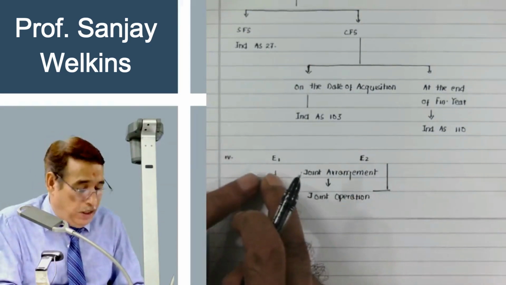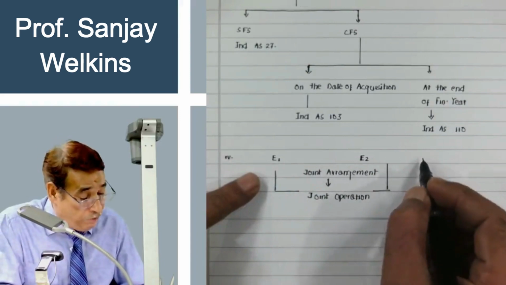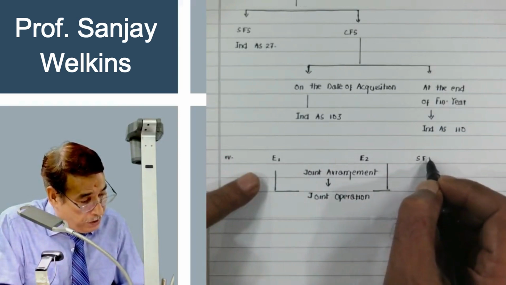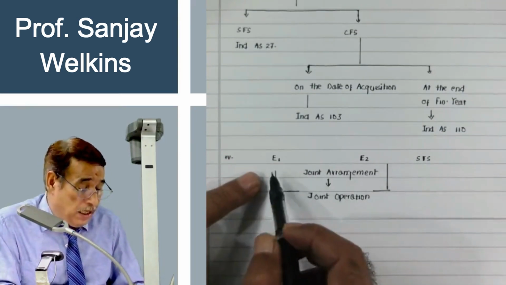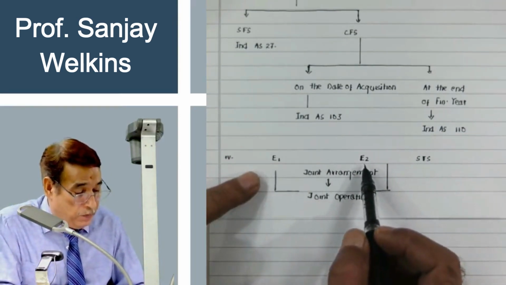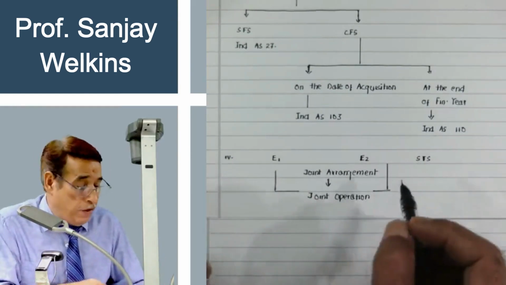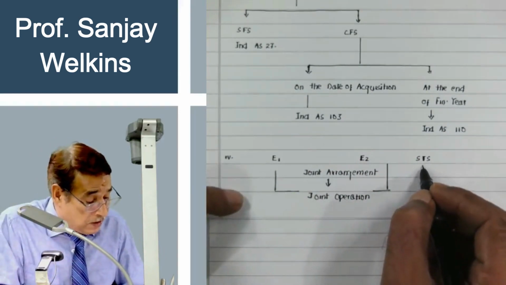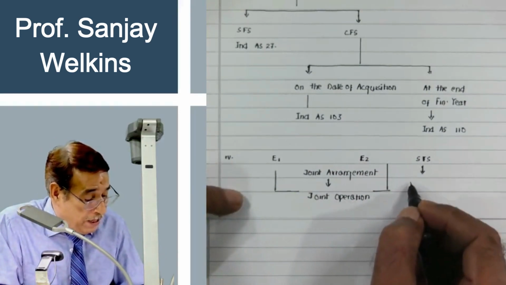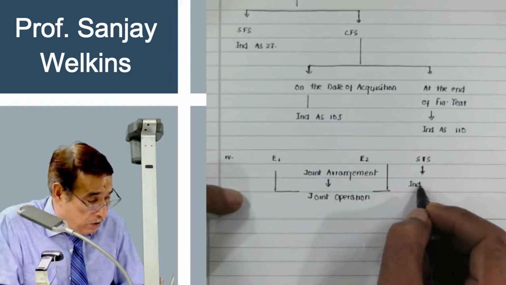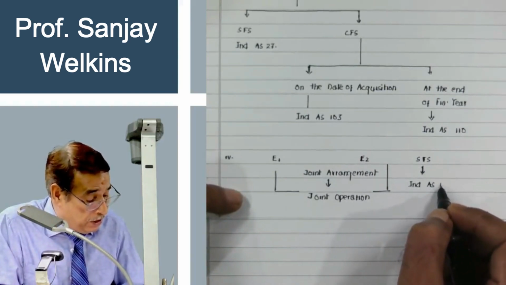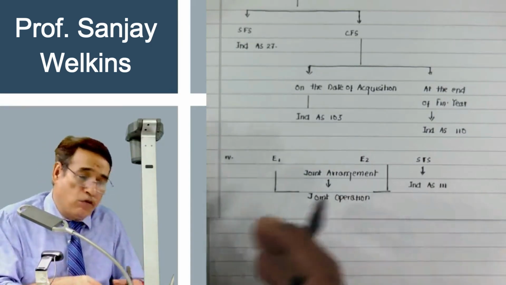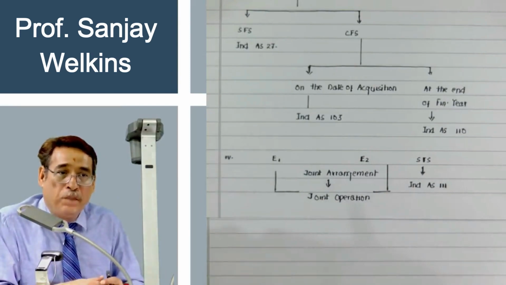So in this case, both E1 and E2 will have to prepare SFS, separate financial statements. E1 will prepare separate financial statements, and E2 will also prepare separate financial statements. That means they need not prepare consolidated financial statements, and the separate financial statements will be prepared as per Ind AS 111. In this case, Ind AS 111 will come into play, because Ind AS 111 deals with all these facets of joint arrangement.